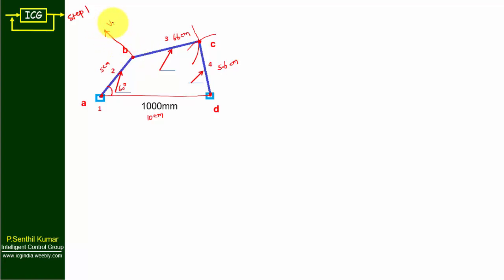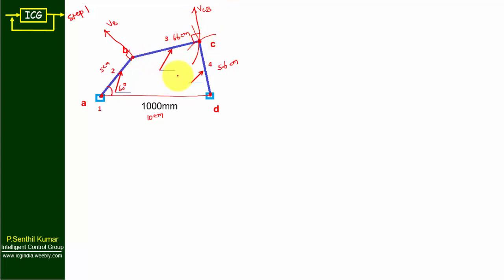So this is VB, velocity of B with respect to A. A is fixed, so velocity of B with respect to A is perpendicular to AB. This is velocity component 1. Then the next velocity component, velocity of C with respect to B. I can draw it like this. Here velocity of C with respect to B is perpendicular to CB.